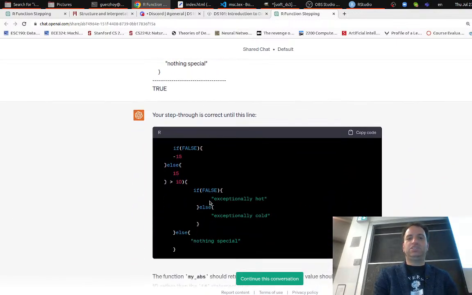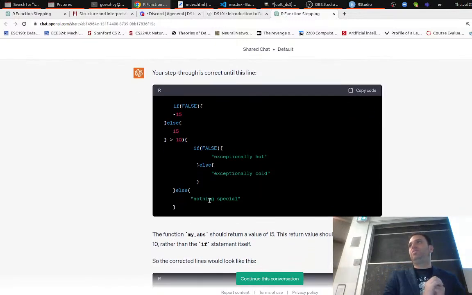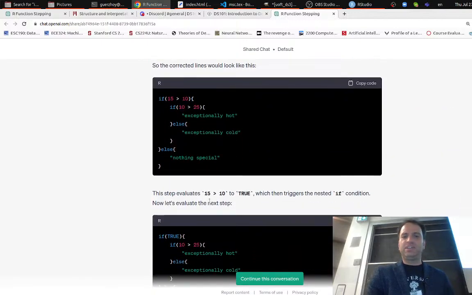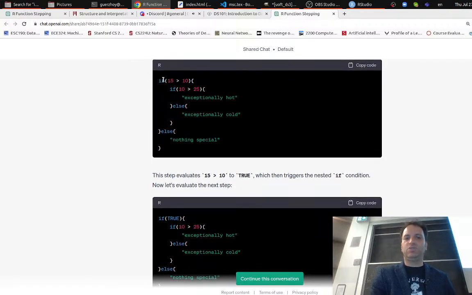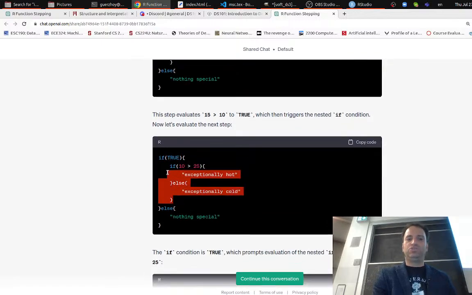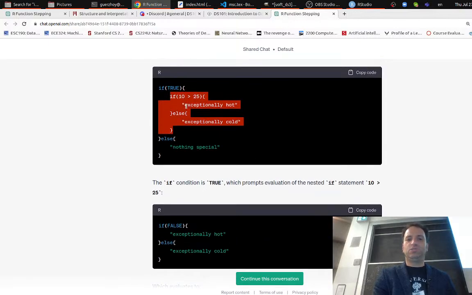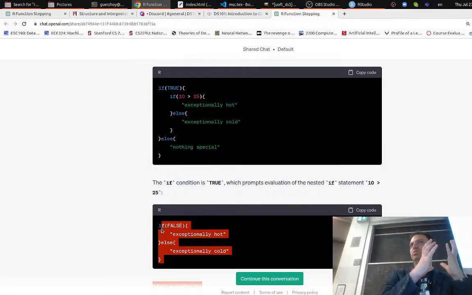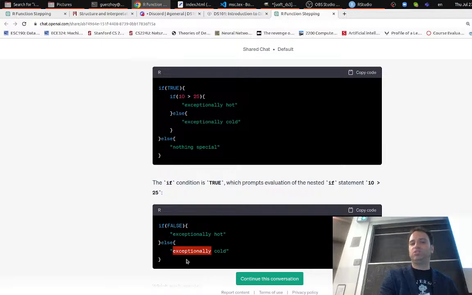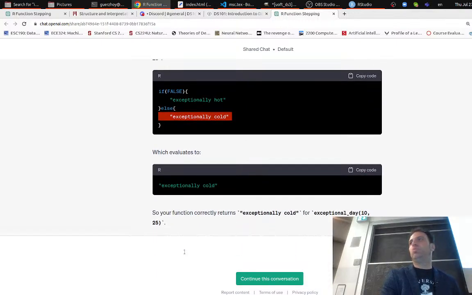And then you see that ChatGPT did catch that mistake. And then it even corrected me, and it corrected me correctly. So it says, okay, this is like this, and then this is true. And then we are going to try to evaluate this. So 10 greater than 25 is false, so it's this. That's the correct expansion. And then here we have if false exceptionally hot, else exceptionally cold. So the value of this is exceptionally cold, which is what ChatGPT says.